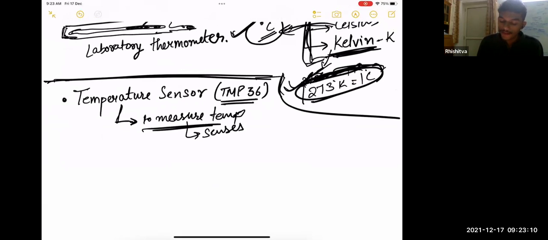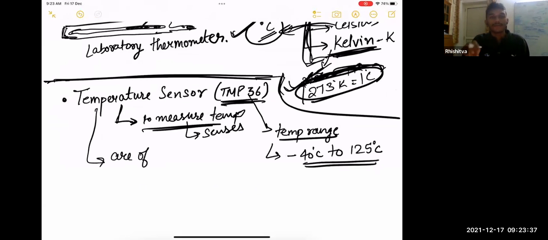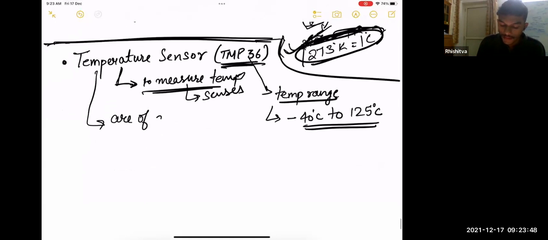So the example could be the temperature range of this sensor at which it operates. It is from -40 degrees Celsius to 125 degrees Celsius. I will show this to you on Tinkercad also, so don't worry about it. So this is the range, and temperature sensors are of different types. It is not that this TMP36 module is the only one. We will be using this module only because it is present in Tinkercad, but there are different kinds of temperature sensors. And how do we get to know how many types are possible?